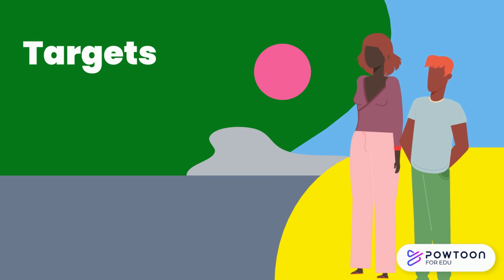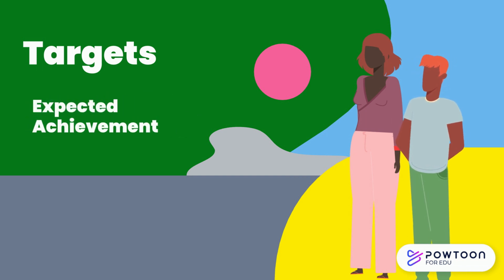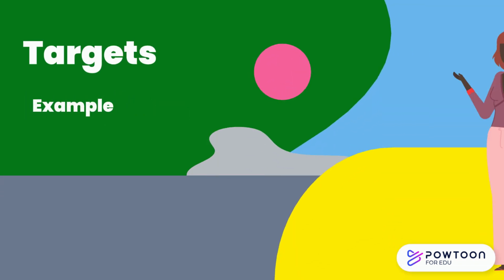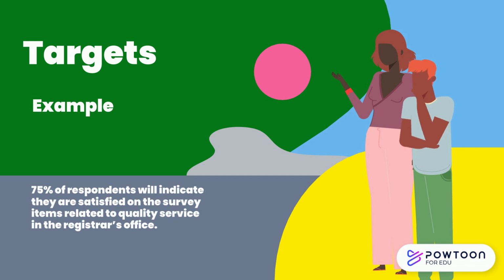Finally, you will write a target to define your expected level of achievement. Use a formula for this as well. A target will say something like, 75% of respondents will indicate they are satisfied on the survey items related to quality of service in the registrar's office.